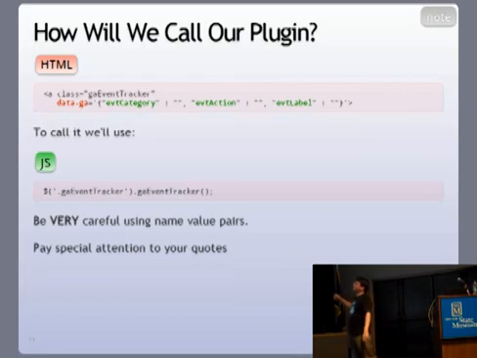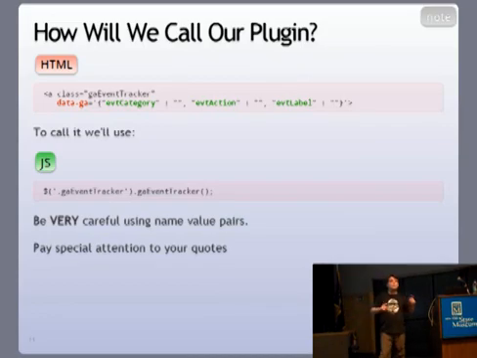Now, you'll notice that the data-GA attribute is inside of single quotes and the name value pairs inside of it are in double quotes. That has to be the way that you do it. If you do it the other way, it will not work, and then you'll be coming after me saying, why is this not working? And I'll say, I told you that it has to be single quotes.